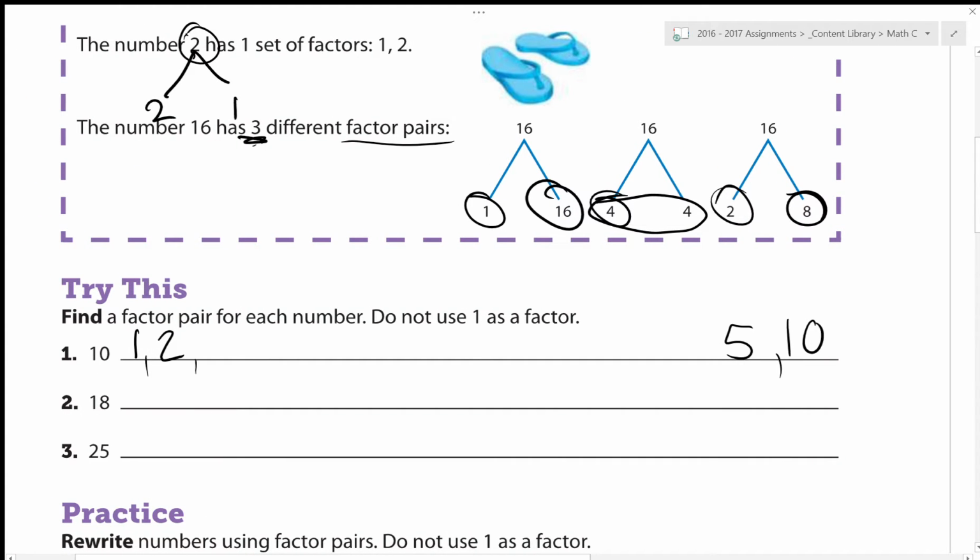And then I think about 3. 3 times 1 is 3. 3 times 2 is 6. 3 times 3 is 9. And 3 times 4 is 12. So 3 is not a factor of 10. If I were to write, nope, not 3. 4. So actually, let's do that.